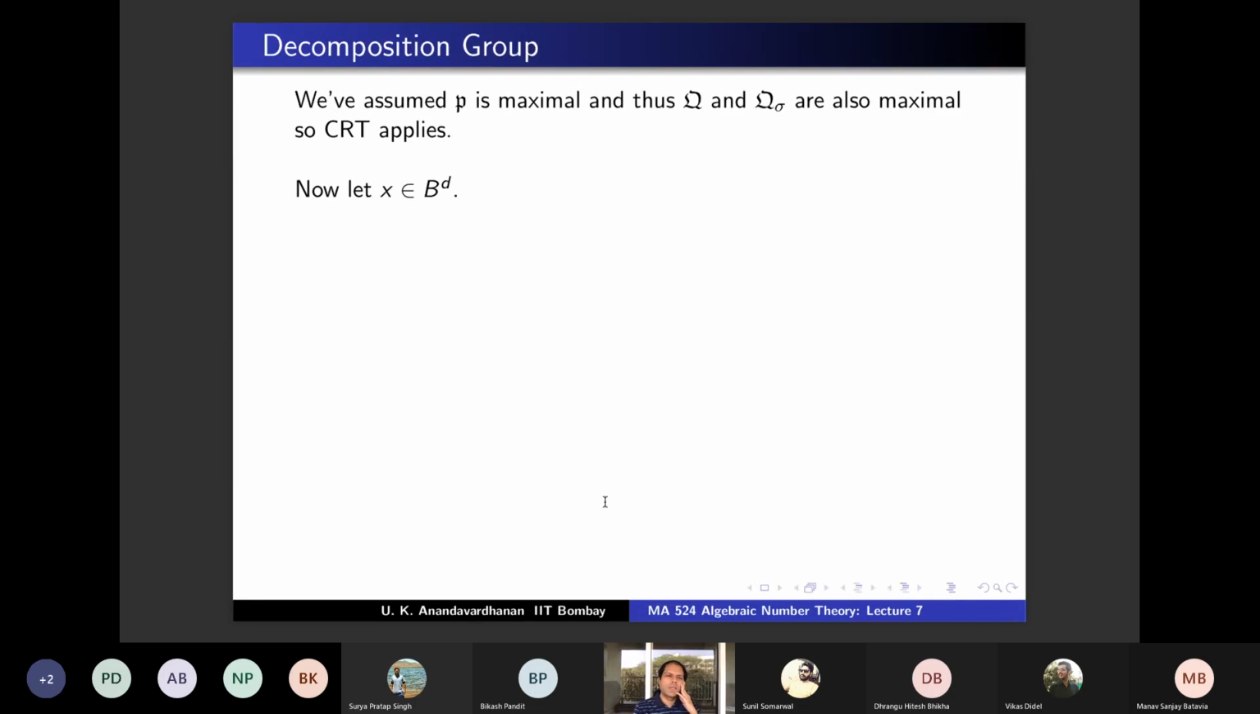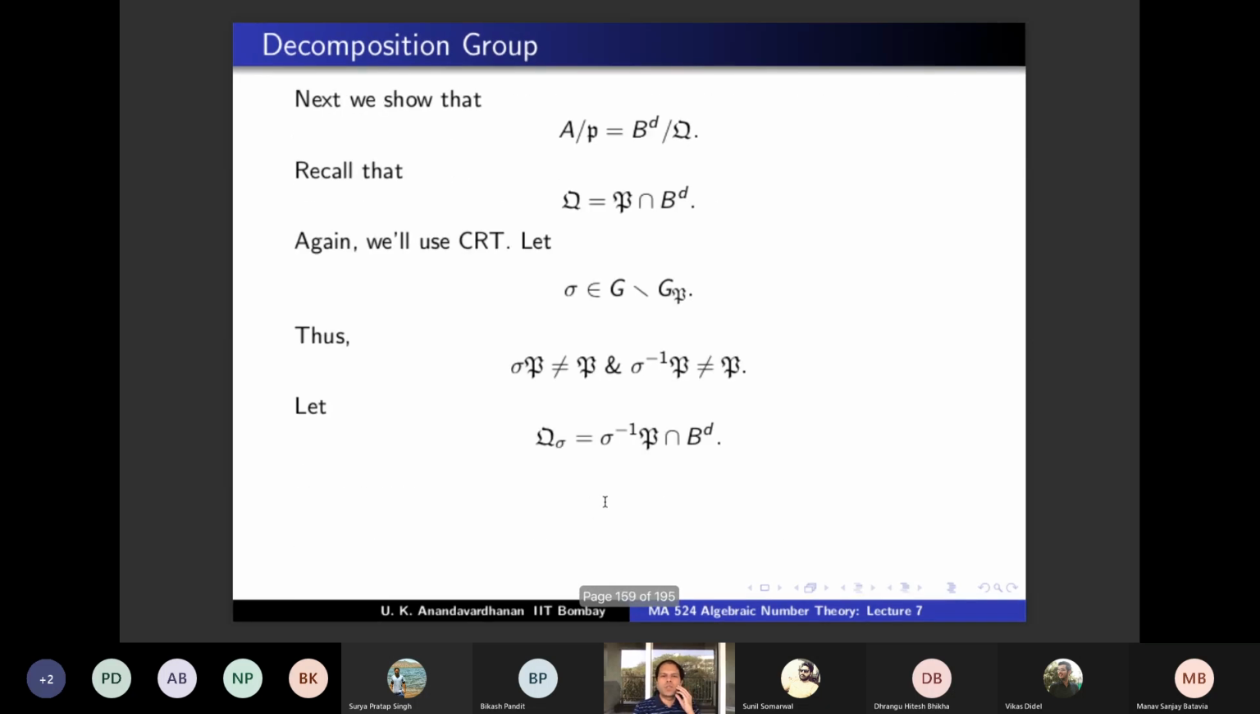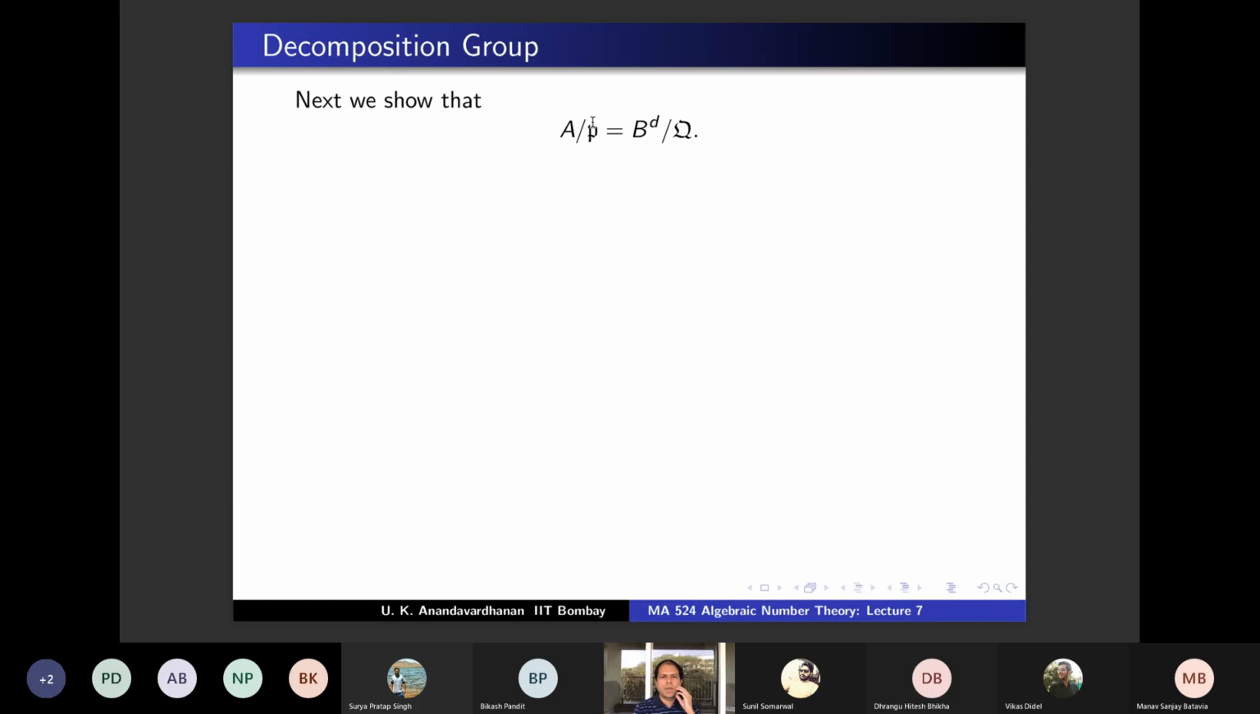So all these are maximal. So CRT applies. So let X be any element in BD. Remember what we want to show. We want to show this. And this is a containment, right? A by P is anyway contained in BD by Q. So what do you need to show in order to show that they are equal? It's a containment. There is an obvious injective map from the left to the right. So in order to show that they are equal, what do you have to show? You have to show that it's a bijection. So you have to show that it's a surjection. It is onto. So given an element here, you have to get a pre-image.